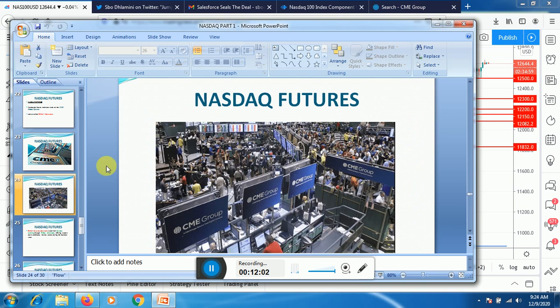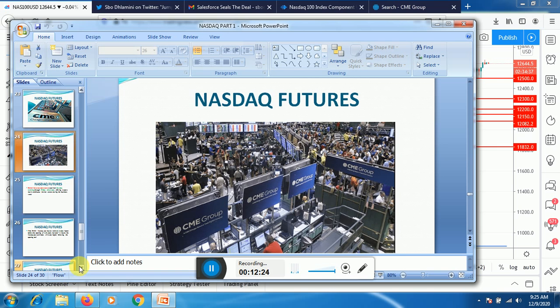So this is the floor of the Chicago Mercantile Exchange, where futures are traded. Even gold futures are traded on this floor. Oil is traded on this floor. Soybeans, maize, a lot of things happen on the Chicago Mercantile Exchange.